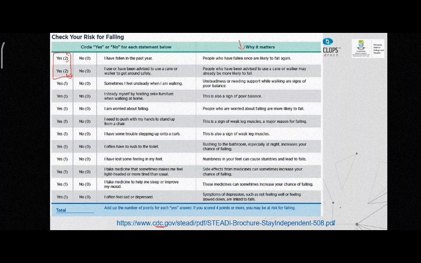And this numbness can be a sign of neuropathy, polyneuropathy, or like there are many differentials for those neuropathies, so I will not go into detail. Next is I take medicine that sometimes make me feel lightheaded or more tired than usual. Next is I take medicine to help me sleep. And the last question is I often feel sad or depressed.